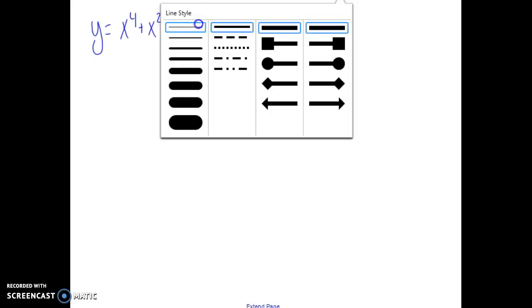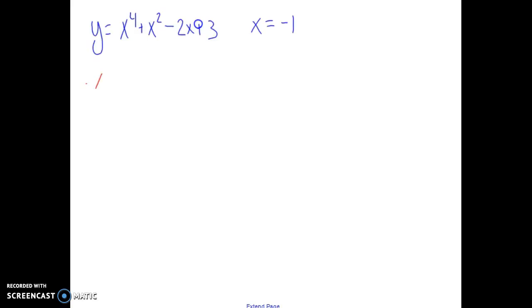Here's my equation. Y, or f of x, equals x to the 4th plus x squared minus 2x plus 3. And I want the equation of the tangent line at x equals negative 1. Try that on your own. Okay, so now I'm going to take my binomial x plus 1. I'm going to square it, and that's going to be x squared plus 2x plus 1.